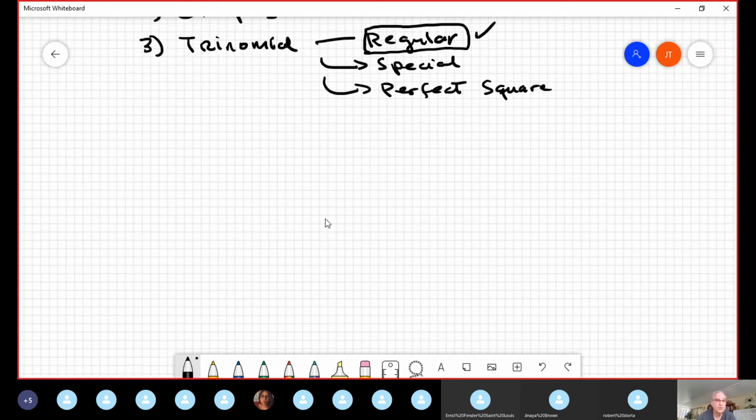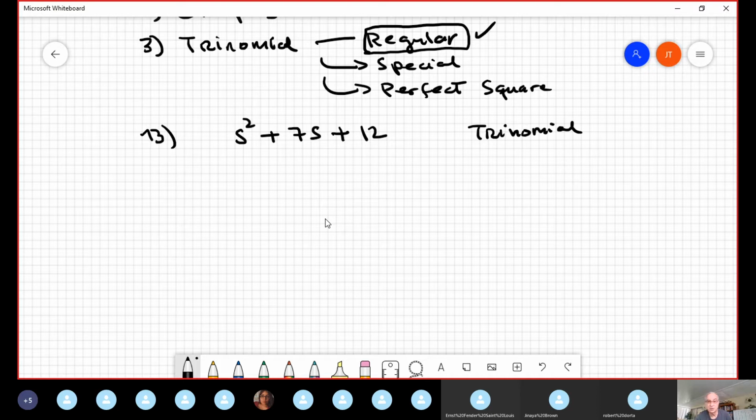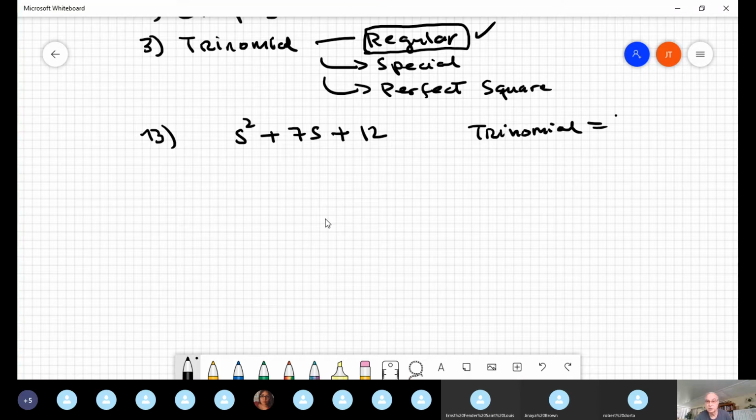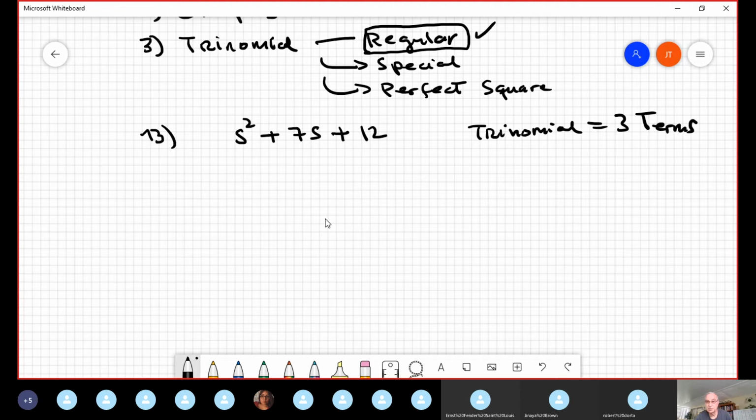Okay, let me try example 13. In example 13, we have x squared plus 7x plus 12. Entonces yo immediately say, wow, it's trinomial. No grouping. It's the trinomial technique because it's 1, 2, and 3 terms. And immediately for the factorization of the trinomial, you open 2 parentheses. Always, because it's 2 binomials. And you put a variable. In our example, it's just x.